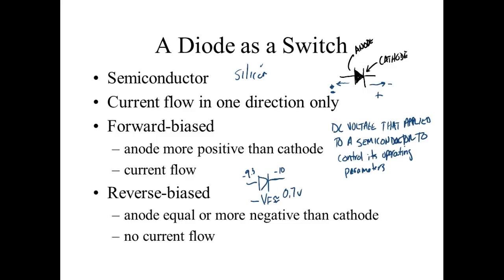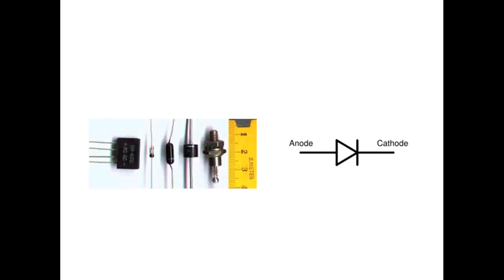So it only lets current flow in one direction. So we can do logic with these things. But now instead of using relays or using switches, this is solid state, so we're letting electronics control electronics. No electromechanical parts. So here's some diodes, guys.